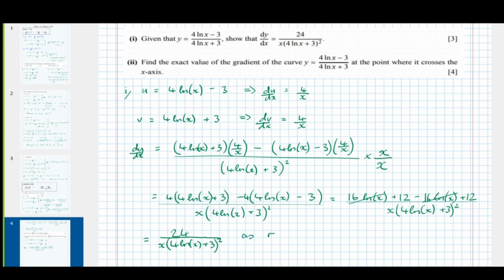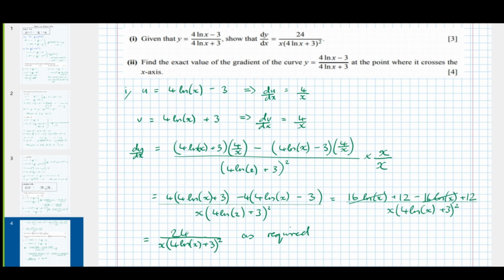And just sticking as required there. Now part 2, find the exact value of the gradient of the curve y equals that there at the point at which it crosses the x-axis. So that's telling us that y equals 0. When it crosses the x-axis, y equals 0. So we need to find a corresponding x-coordinate to sub into our gradient formula. So solve that. Now to solve that, it's the numerator that has to equal 0. For a fraction to equal 0, it has to be the top that equals 0. Remember, we can't divide by 0.